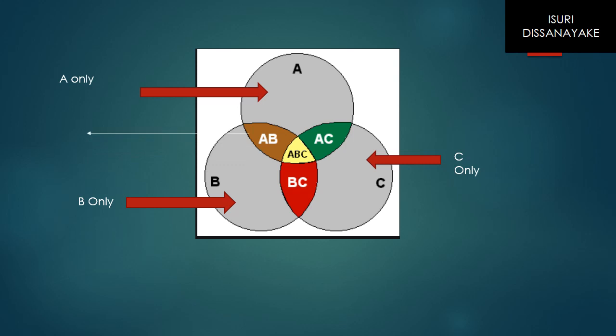Look at this. What is this part? This is AB only. A and B only. That region is common for A and B only. There's nothing to do with C. And this is, okay, so it's B and C only. And this part, A and C only. Also that small part right at the middle, that is common for all three, A and B and C, that is all three is there.